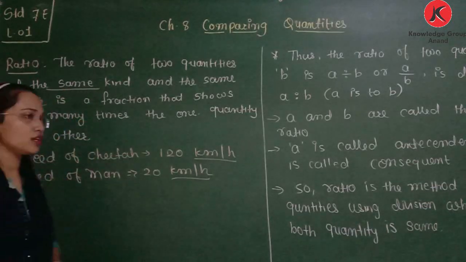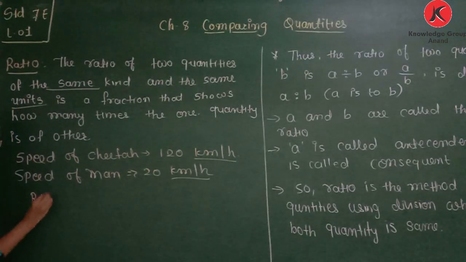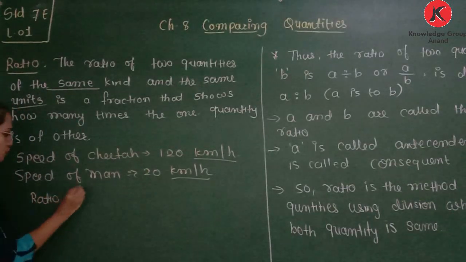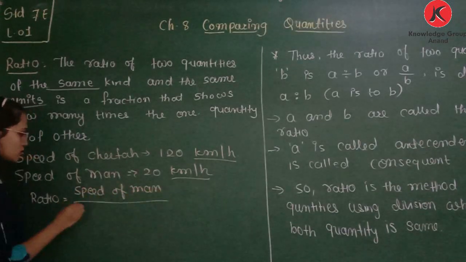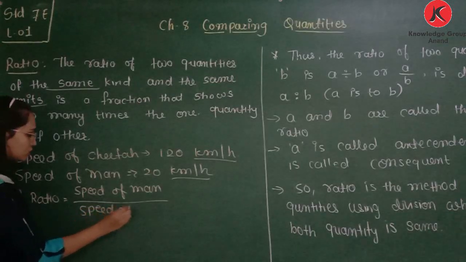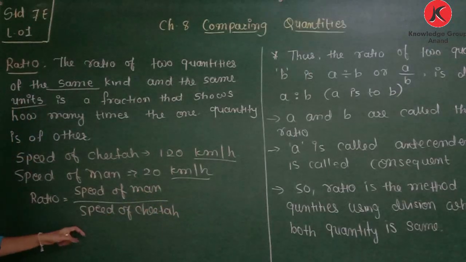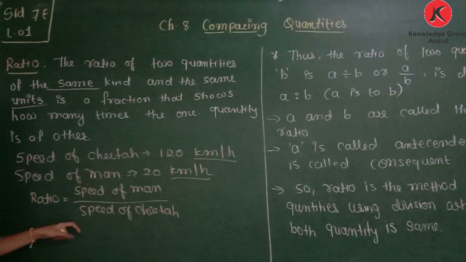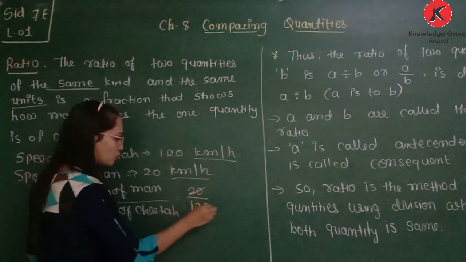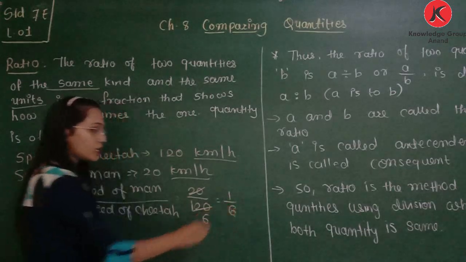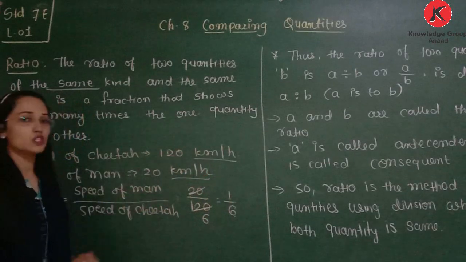Now how can we find the ratio? By taking the division. So the ratio will be the speed of man to the speed of cheetah. Here I find the ratio of the speed of man to the speed of cheetah. So it is 20 divided by 120, which is 1 by 6. It means the speed of man is 1/6 of the speed of cheetah.